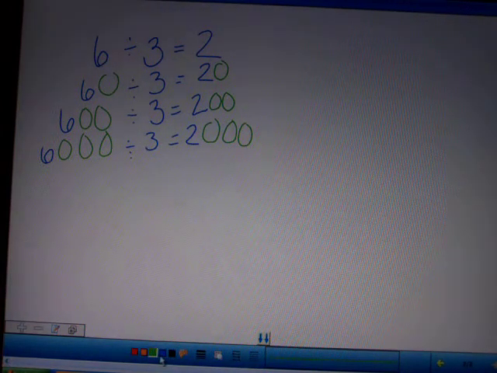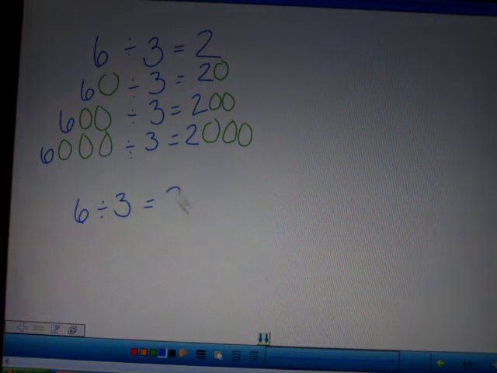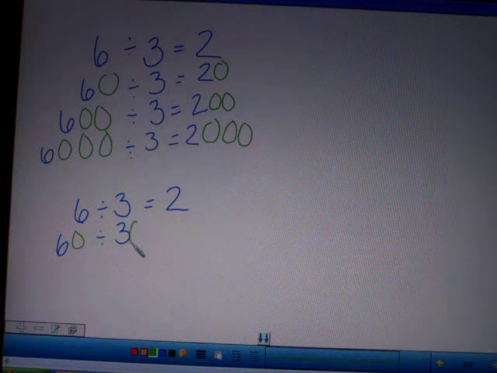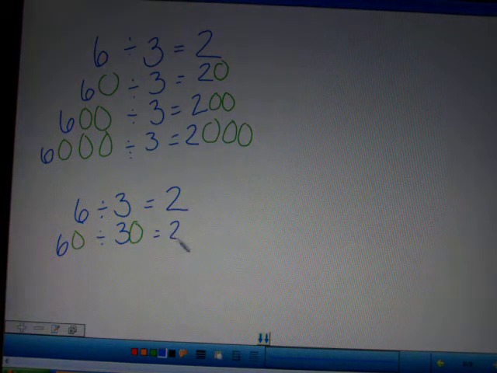So now I'll do the same thing. Still going to start with our 6 divided by 3 equals 2. And now I'm going to change it so that I'm doing 60 divided by 30 equals 2.